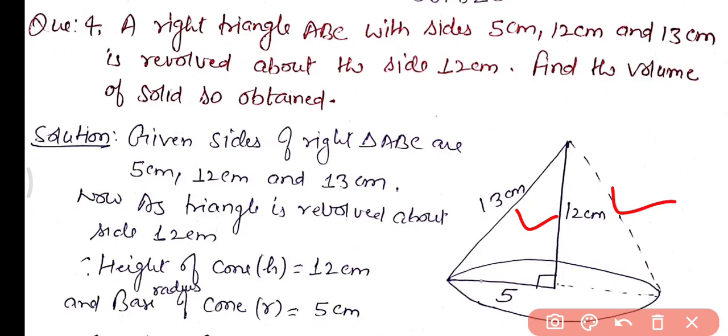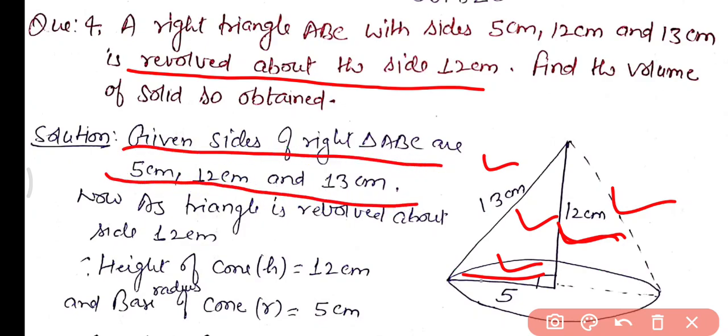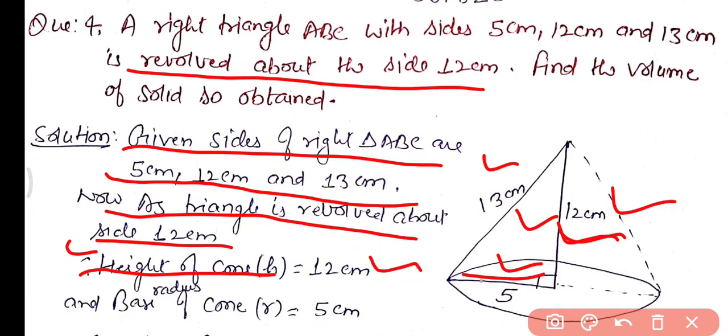So we are given the sides of the right angle triangle, and the triangle is revolved about the side 12 centimeters, so that 12 is here, that is the height of cone, and base radius will be 5. As you know, 13 is the longest side, and the longest side will be the hypotenuse in the right angle triangle, so 13 will be the hypotenuse. So now given sides of right angle triangle ABC are 5 centimeter, 12 centimeter and 13 centimeter. We are given that the triangle is revolved about the side 12 centimeter, that's why height of cone will be 12 centimeter. So now base radius of cone will be 5 centimeter.